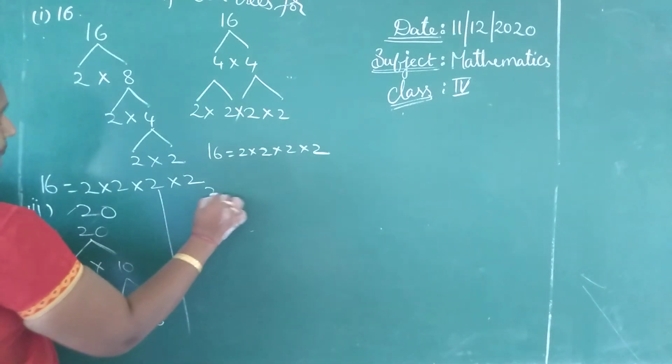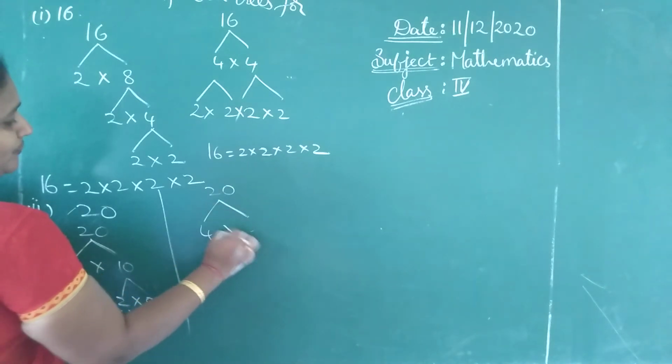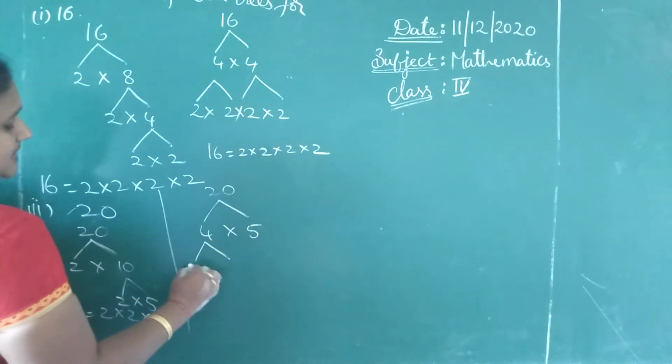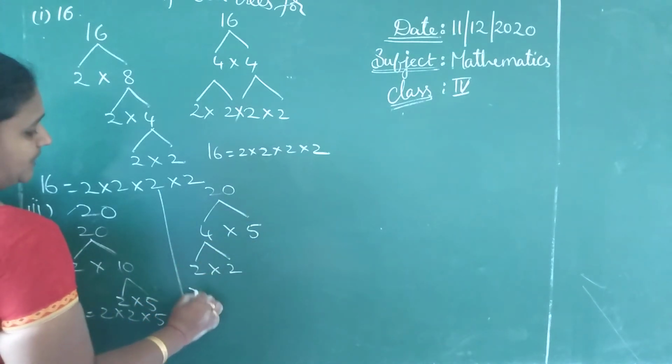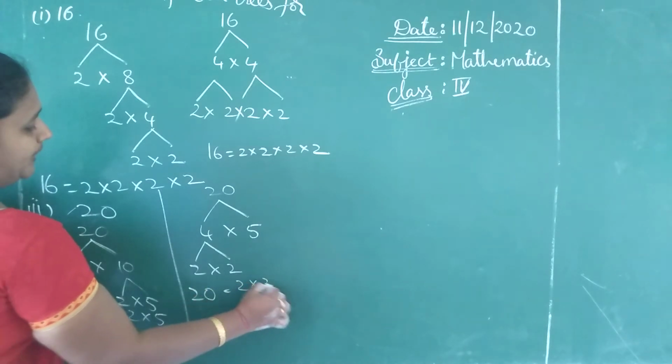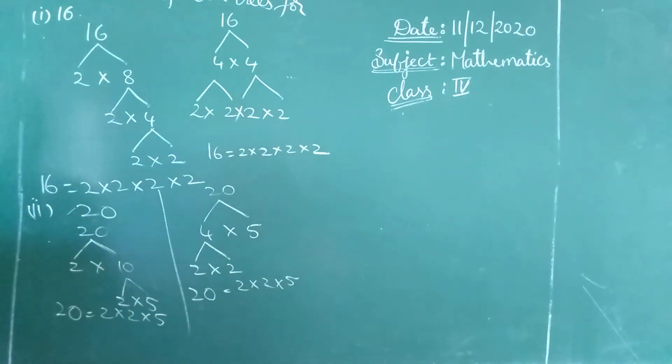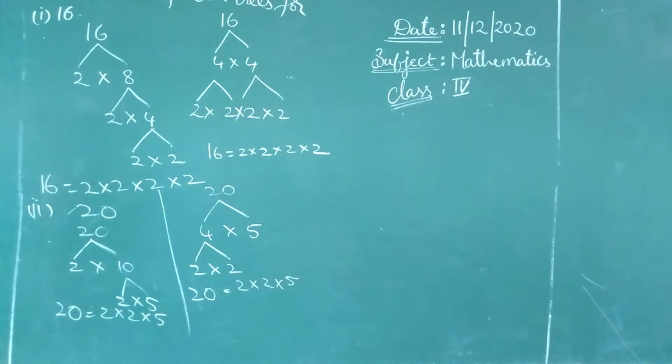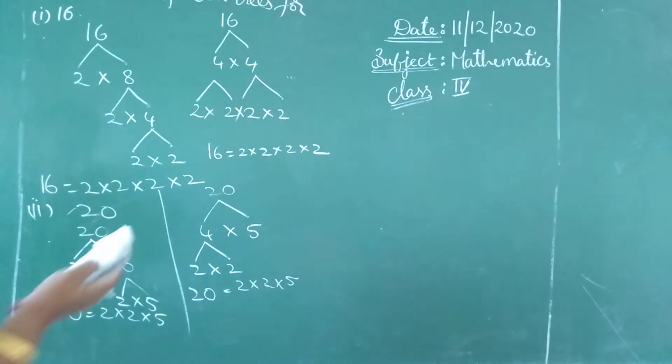Next, one more way of 20: 4 5s are 20. 4 can be written as 2 into 2. So simply 20 can be written as 2 into 2 into 5. There is no other way. Two ways are there, we draw it. Say the next one. They ask us to write 2 factor trees for each.